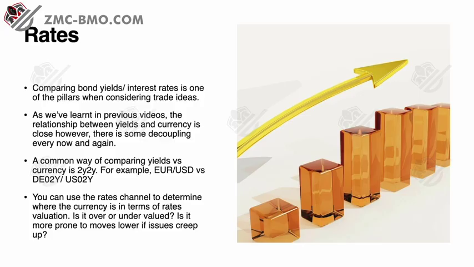A common way of comparing yields versus the currency is the 2-year. Don't get this confused with a different asset class. So if you Google like 2-year, it'll come up with a different asset class. In this example here, we're looking at euro dollar versus the German 2-year versus the US 2-year as well. And that's why I just called it 2-year.